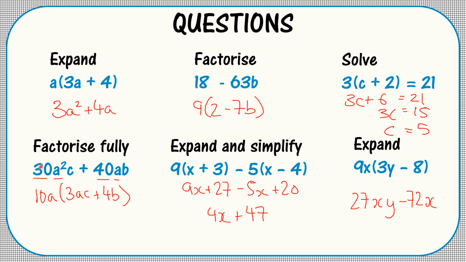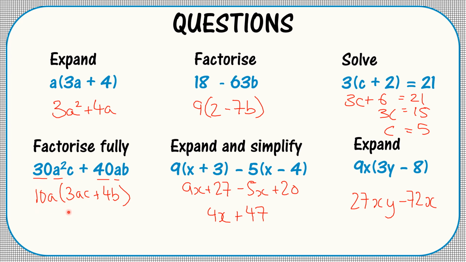The next question says factorize fully. When it says factorize fully, there are maybe 2 or 3 different factorizations that you need to do within this question. So let's go through this. Let's look at the numbers first of all. You have 30 and you have 40. The highest common factor in this is 10. And then you have a squared and a. The highest common factor between a squared and a is a. So you would take 10a outside the bracket.